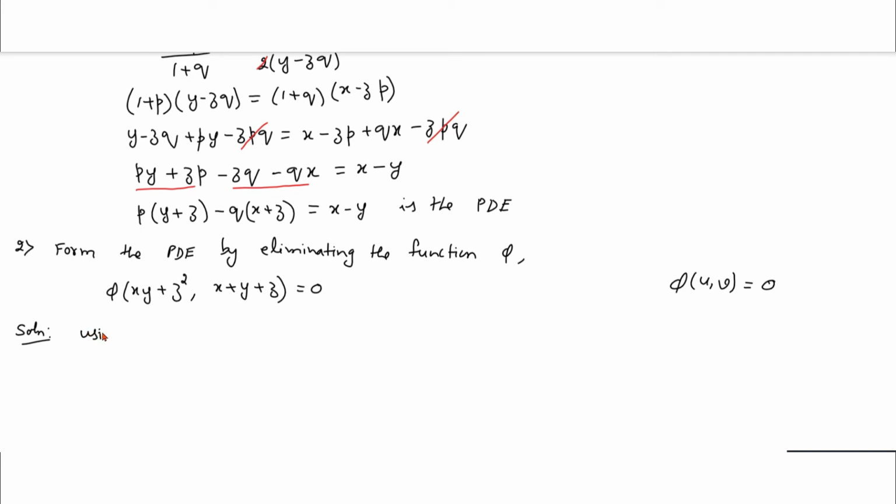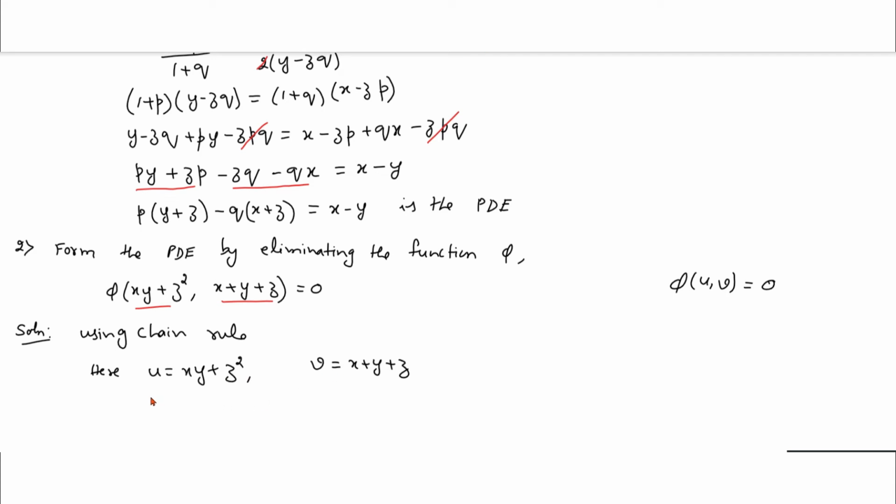So using the chain rule, if you want to use the chain rule, identify the values of u and v. The first value will be taken as your u value, the second value will be taken as your v value. So here your value of u will be xy plus z square, and your value of v will be nothing but x plus y plus z.